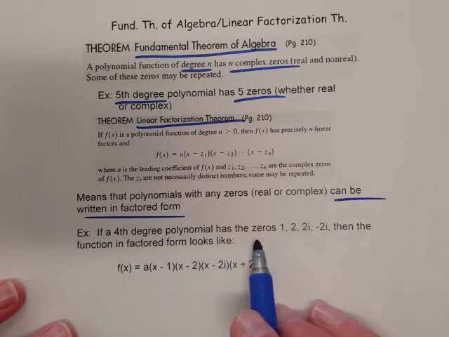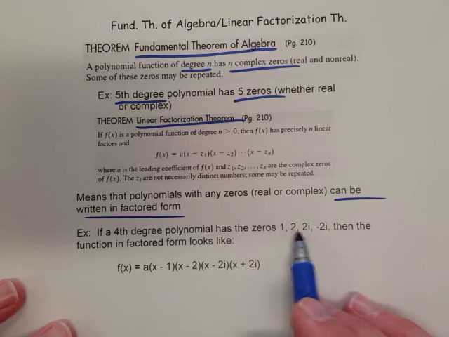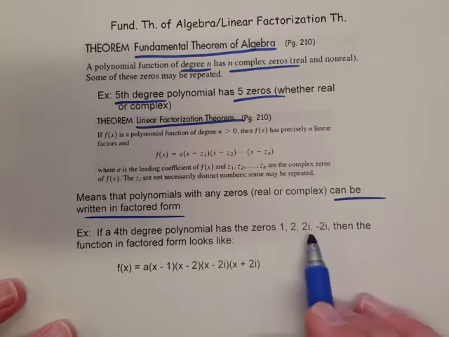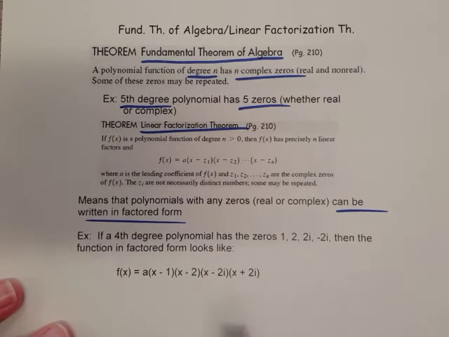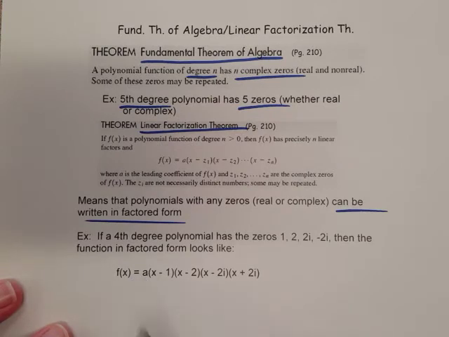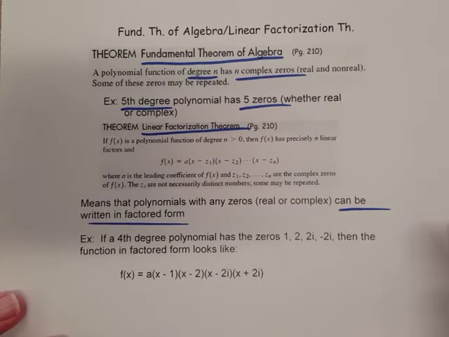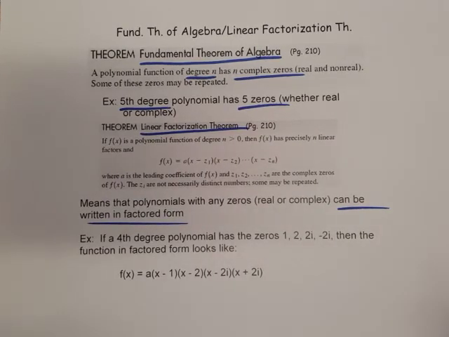So if a fourth degree polynomial has the zeros 1, 2, 2i, and negative 2i, even though they're imaginaries, we can write them in factored form, make it look like this. Each zero has a factor. Now there is, again, a coefficient possibility out in front. That's not super important for this, but just make sure that we can consider various situations.